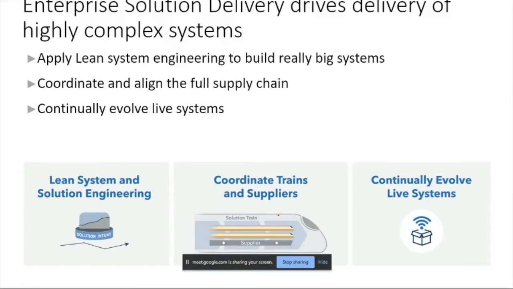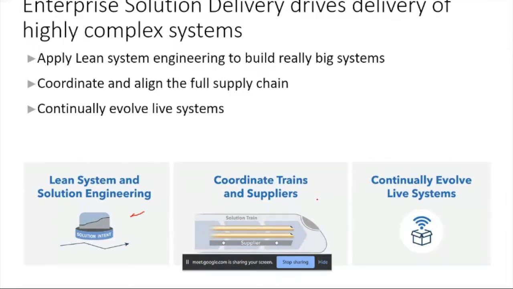Let's look at the other one. Enterprise solution delivery. This competency describes how to apply lean-agile principles and practices to the specification, development, deployment, operation, and evaluation of the world's largest and most sophisticated software applications, networks, and cyber-physical systems. Lean systems and solution engineering: this dimension applies lean-agile practices to align and coordinate all the activities necessary to specify, architect, design, implement, test, deploy, evolve, and ultimately decommission these systems.